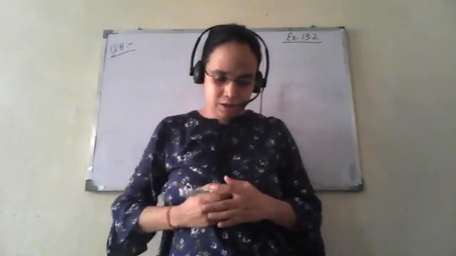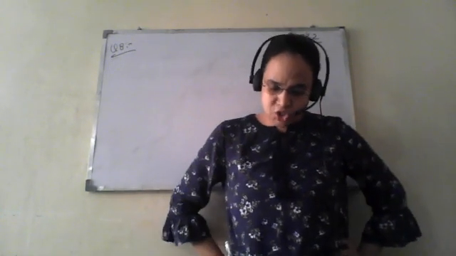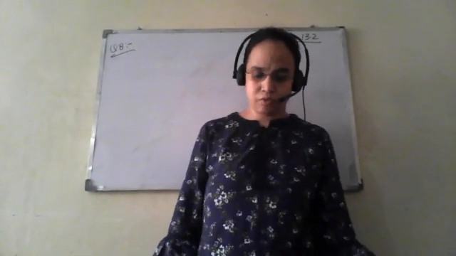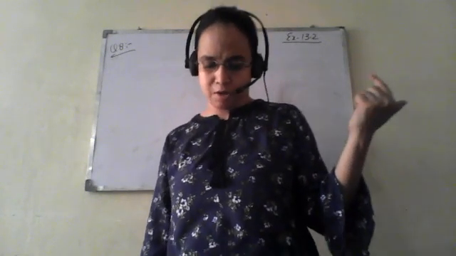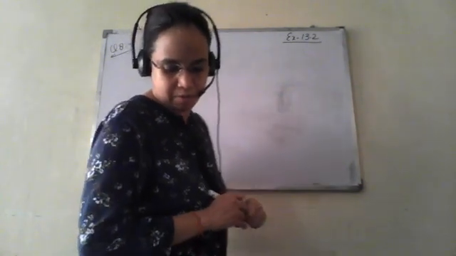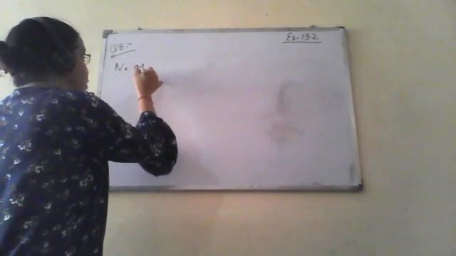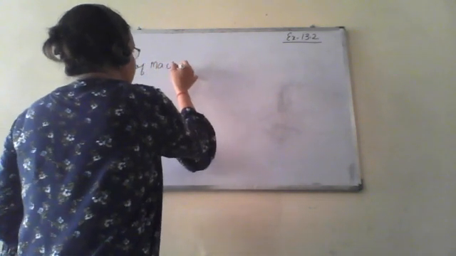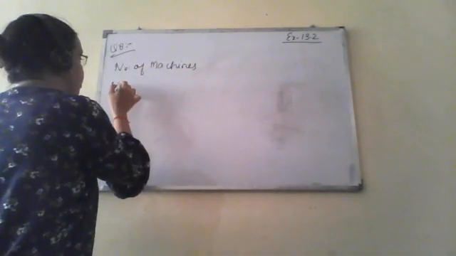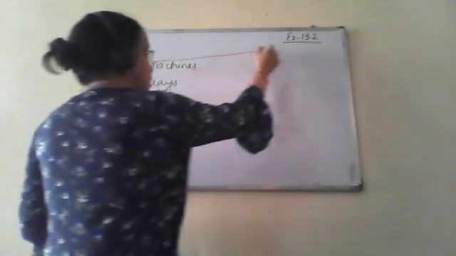It says a factory requires 42 machines to produce a given number of articles in 63 days. How many machines would be required to produce the same number of articles in 54 days? In this, what we are being given is the number of machines and the number of days. We have these two things with us. So again we have to make a table.